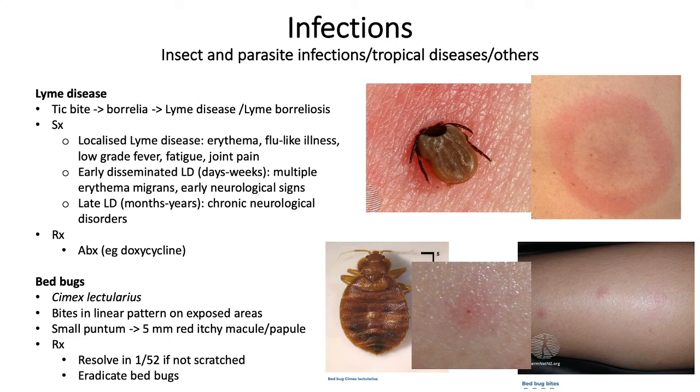You can see a bite there in the centre. It's very small, and lesions can range from a small punctum up to a 5mm red itchy lump, which you can see on the right-hand side. Bites tend to be in a linear pattern on exposed areas, so the arms and legs, and they tend to resolve within a week if they're not scratched. Treatment's needed to eradicate bed bugs, and this tends to be in the form of insecticides and deep cleaning.